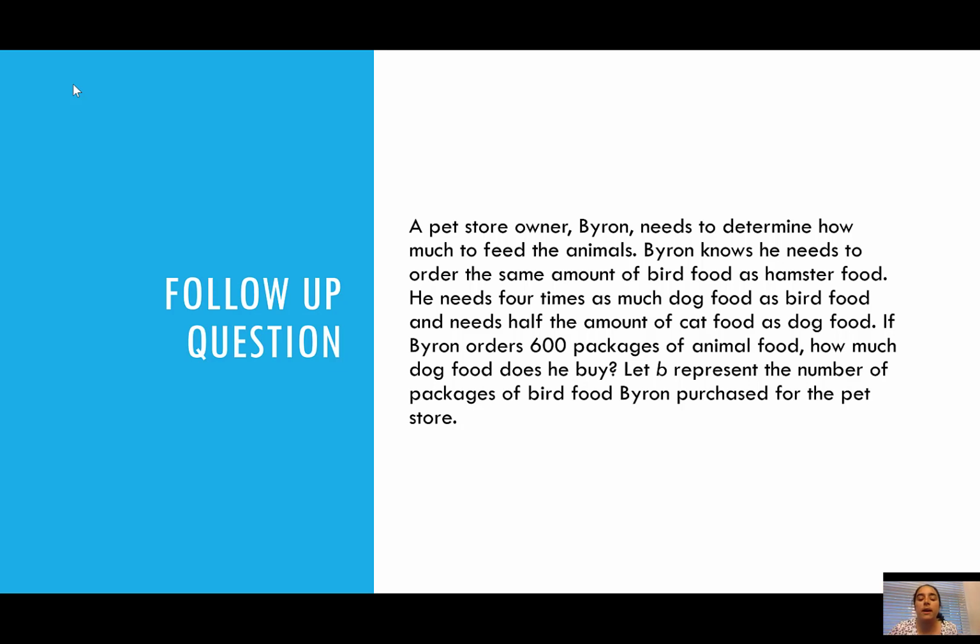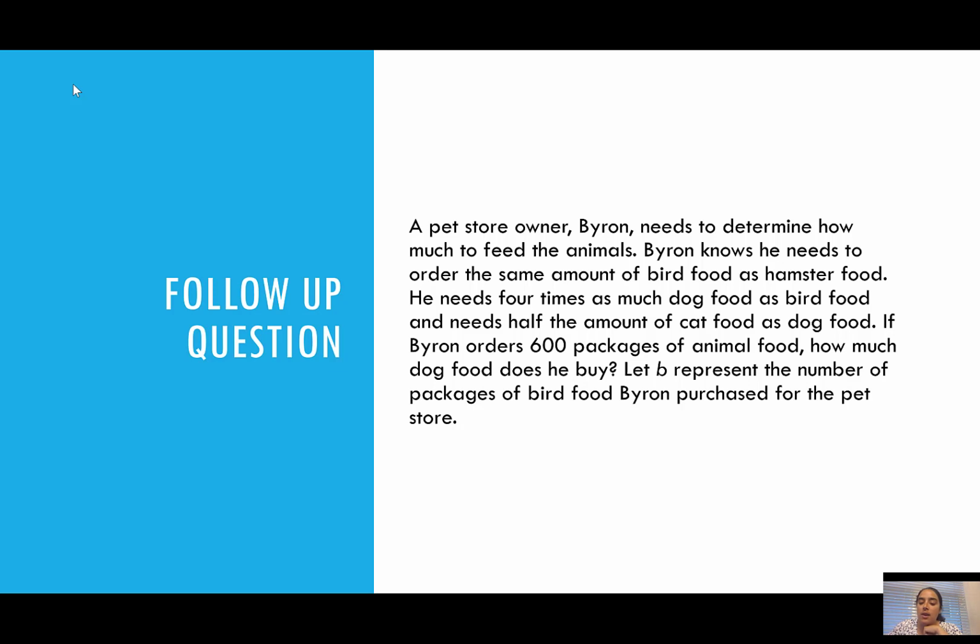We're going to start today by going over the follow-up question. It says, a pet store owner, Byron, needs to determine how much to feed the animals. Byron knows he needs to order the same amount of bird food as hamster food. He needs 4 times as much dog food as bird food and needs half the amount of cat food as dog food. If Byron orders 600 packages of animal food, how much dog food does he buy?